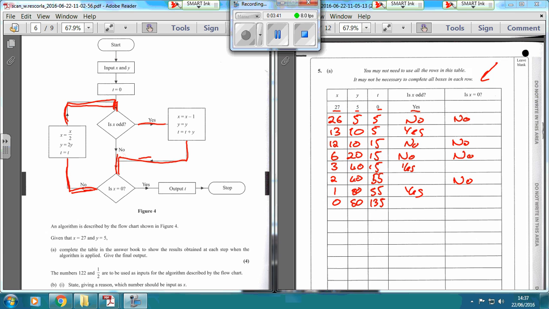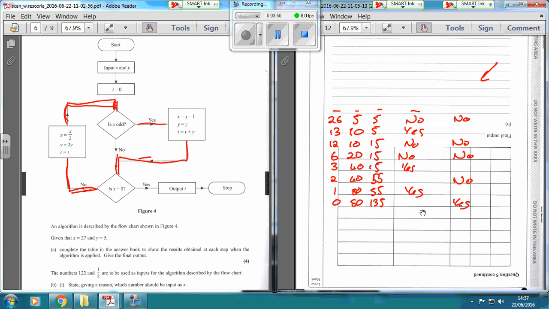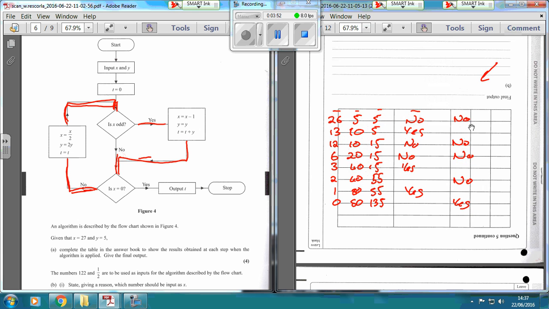Is x equal to 0? Yes, output t. So then, have we got an output thing down the bottom here? Okay, yeah, so it's upside down. The final output of t equals 135. Then we stop. So that's the final output.